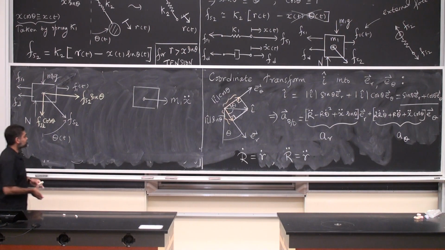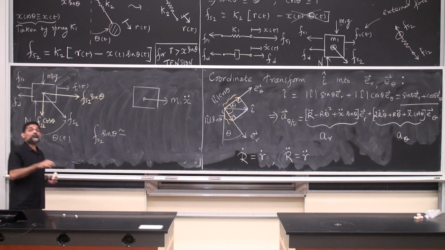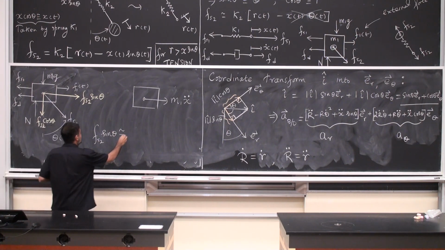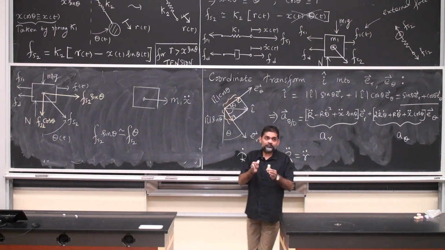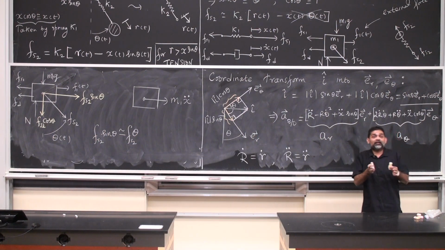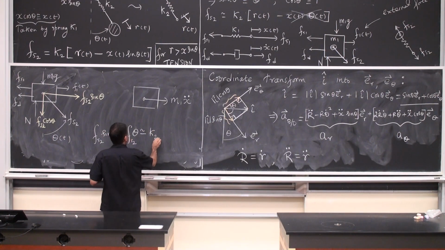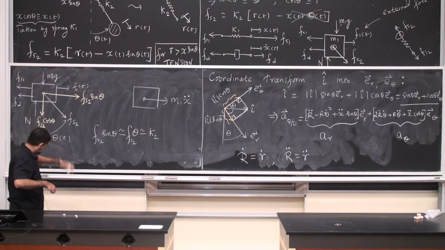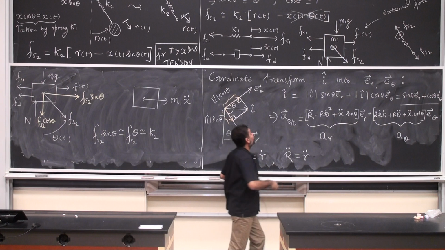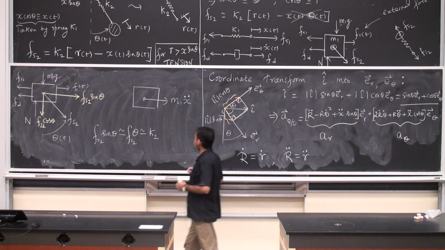Fs2 sine theta is approximately Fs2 times theta. Does this make sense to everybody? Sine theta is small, right? So we are assuming that this is for small angles. Fs2 by itself was k2 times r of t minus x times theta, but x times theta is small, so this is just k2 times r of t times theta.